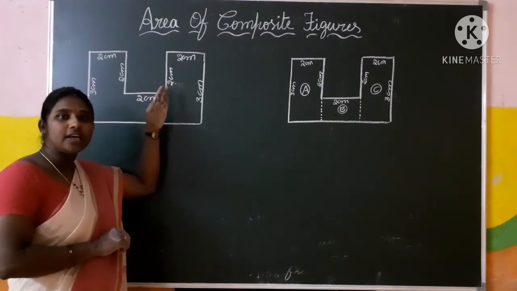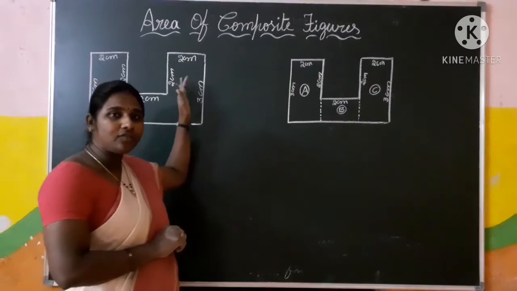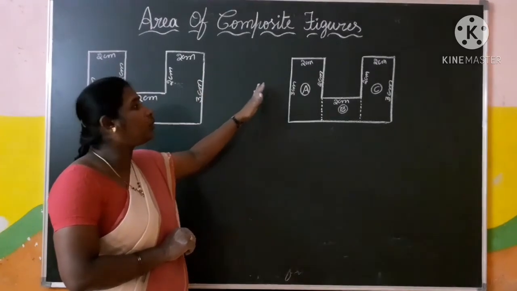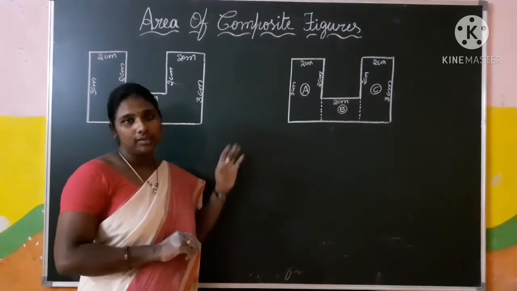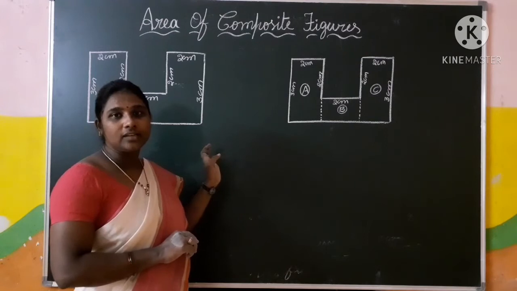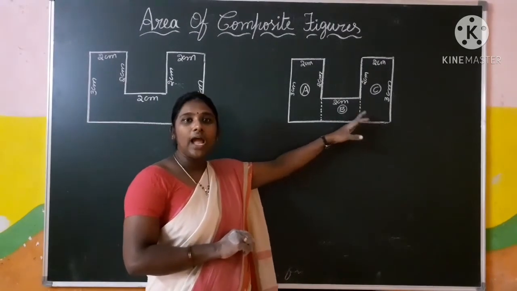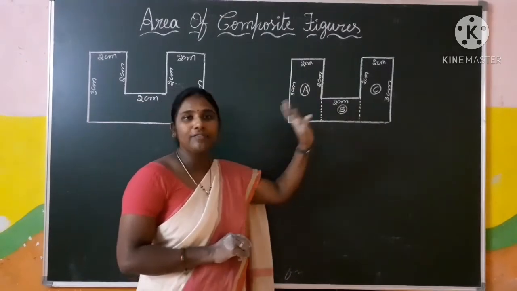So these figures are called composite figures. While finding the area of these figures, we divide them into rectangles and squares. But here it is only possible to divide into rectangles. Now we have to find each figure's area and add the three areas. Then we will get the area of this figure.